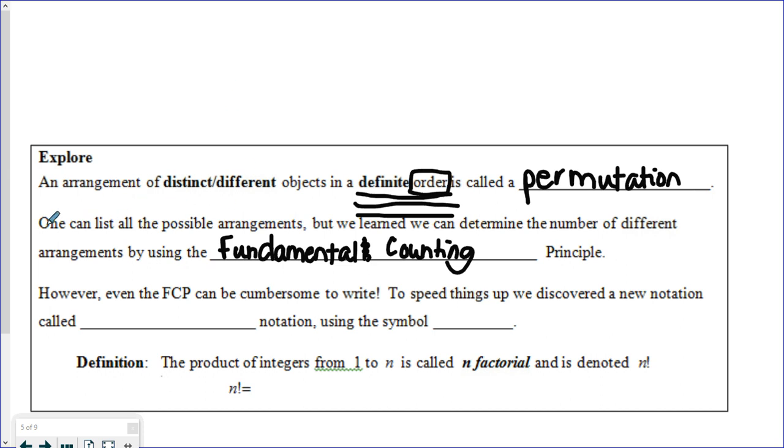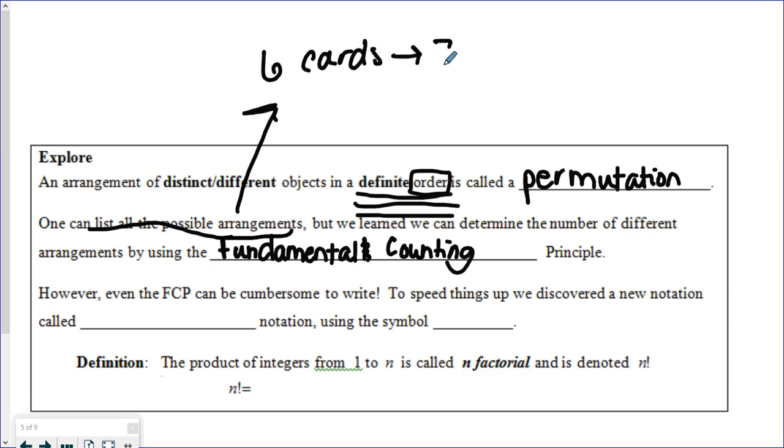But this beginning part, so one can list all the possible arrangements, but we saw with that last one, 6 cards was 720 arrangements. That's too many for you to list. So you're probably going to want to use the fundamental counting principle quite often. Even sometimes the fundamental counting principle can be cumbersome to write. So that was our 52 cards one. Our 52 card one was a little bit cumbersome to write.